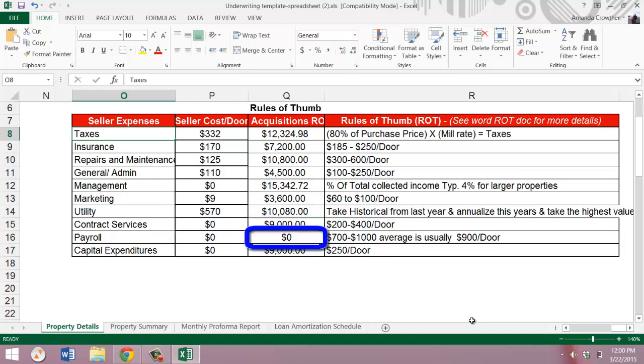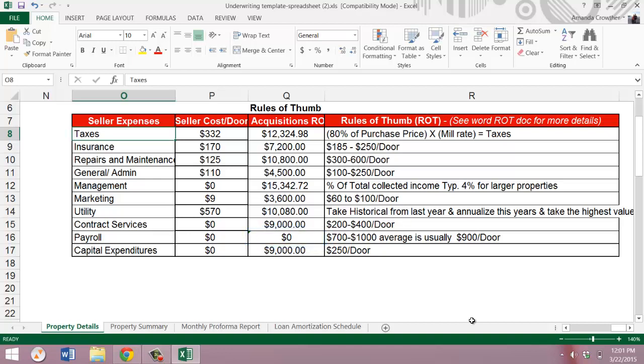Payroll expenses only need to exist with complexes that have 50 units or more. With a proper property management company in place to do all the signing up of tenants, dealing with maintenance and any other issues that come along, we'll be able to keep our payroll to zero.